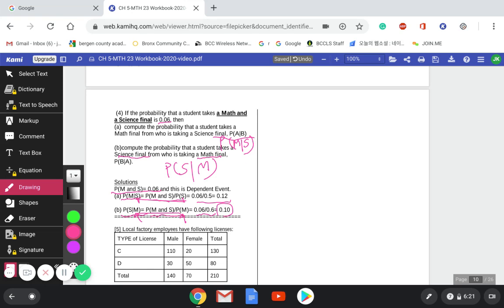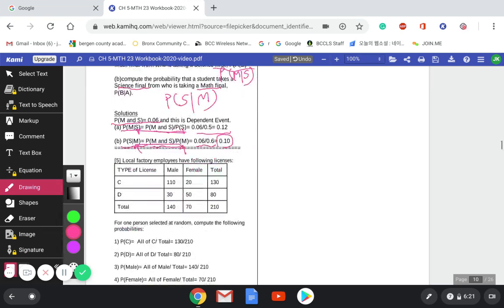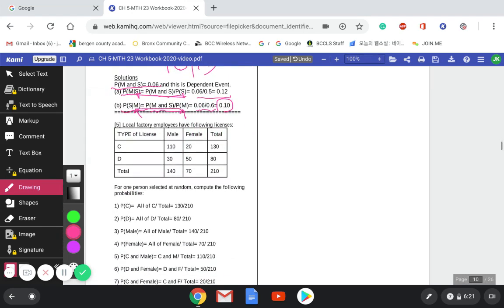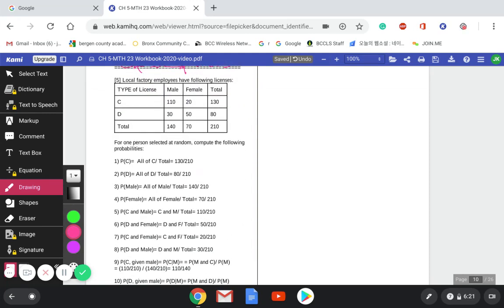Okay? Now let's look at some other type of questions. We call it the table type of question. Now, a local factory employee has the following licenses. Company type C license: there are 110 male and 20 female, total 130.